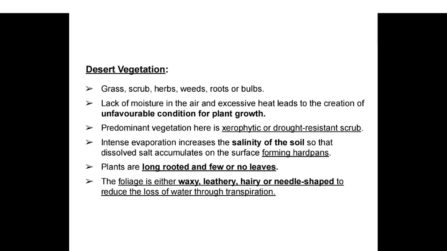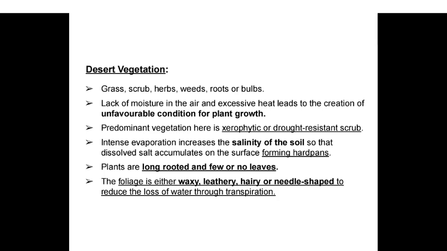Desert vegetation: grass, scrub, herbs, weeds, roots, or bulbs. Lack of moisture in the air and excessive heat lead to the creation of unfavorable conditions for plant growth. Predominant vegetation here is xerophytic or drought-resistant scrub.